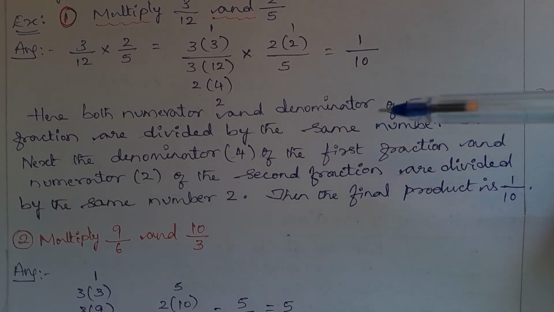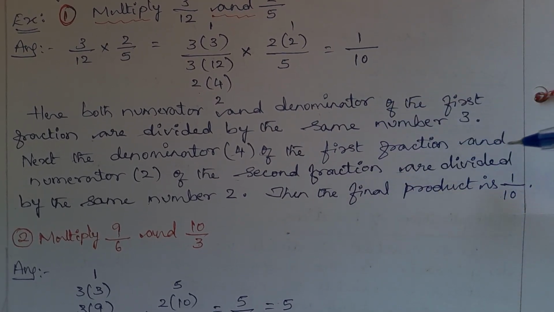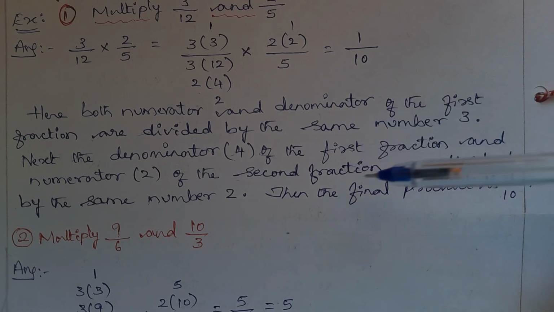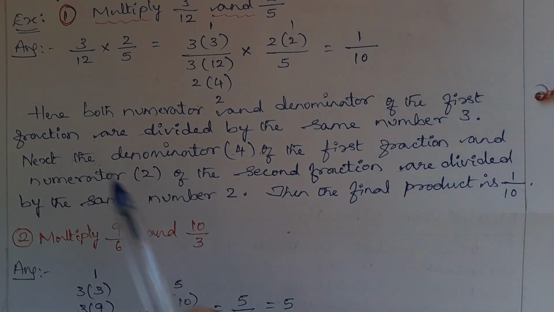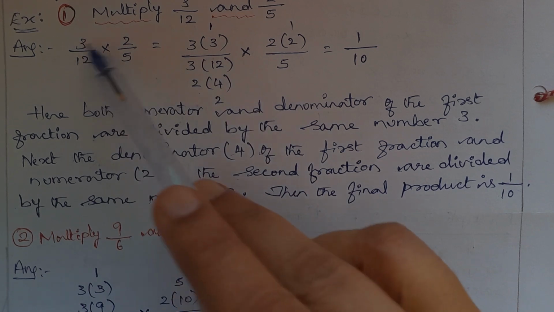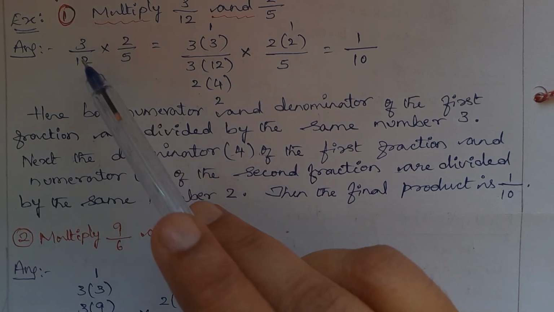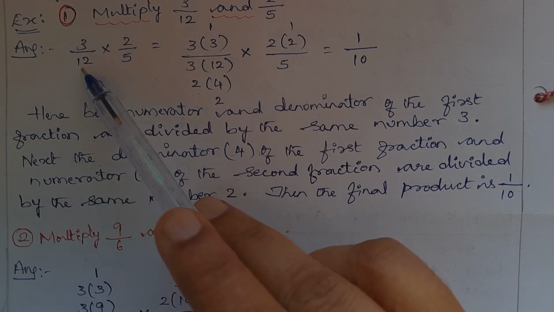Here both the numerator and denominator of the first fraction are divided by the same number 3. Next, the denominator 4 of the first fraction and the numerator 2 of the second fraction are divided by the same number 2. Then the final product is 1/10. Here both numerator and denominator of the first fraction are divided by the same number.